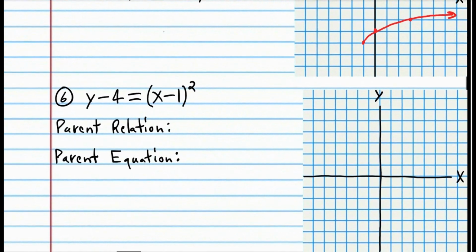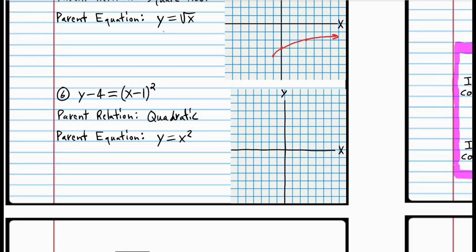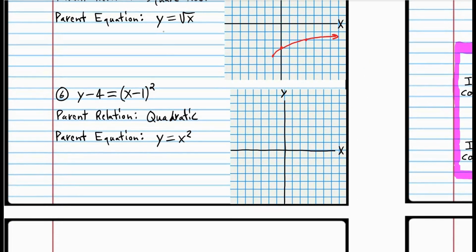All right, we're back. Obviously, we're squaring, so this is going to be a quadratic relation. That's the parent relation. y equals x squared is the parent equation. And if you look at your graph, it looks something like this. That's the parent graph. So we have the reference point at 0, 0.